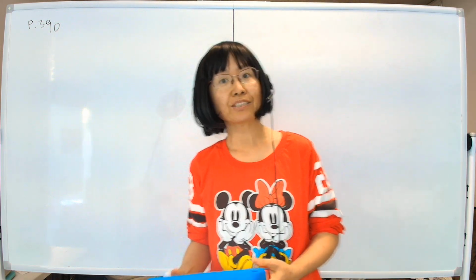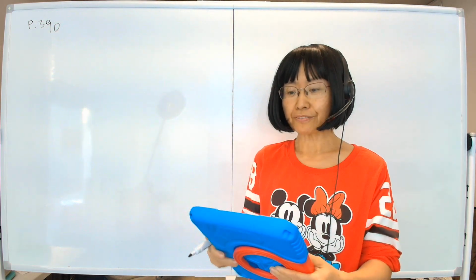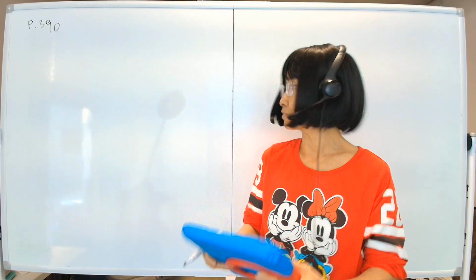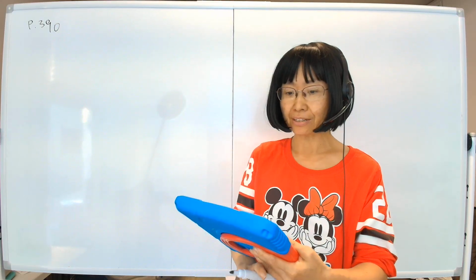We're going to do section 4.5, the derivatives and the shape of a graph. That is on page 390.